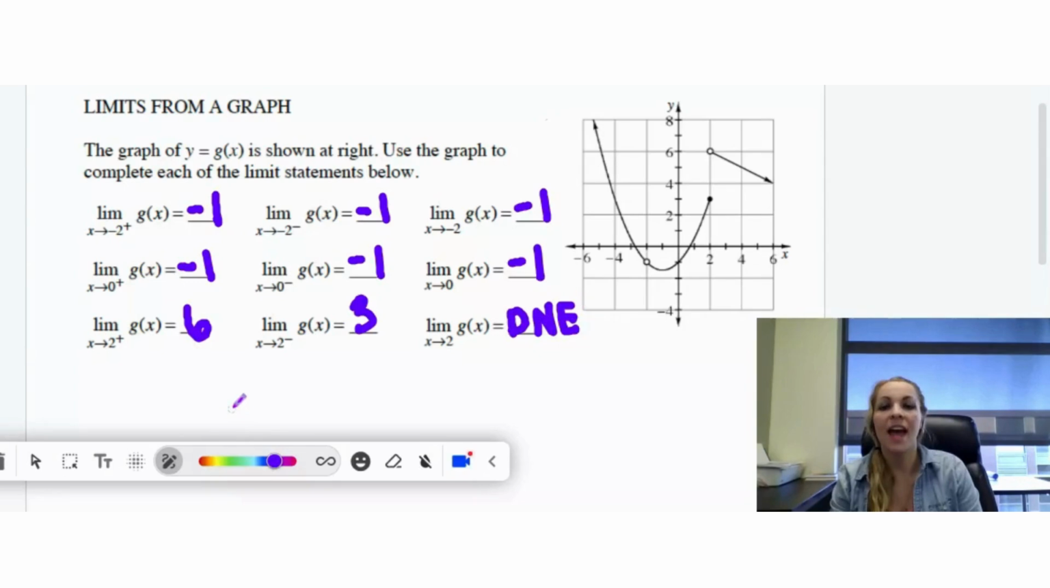I hope these problems today helped you understand how to evaluate limits from a graph.